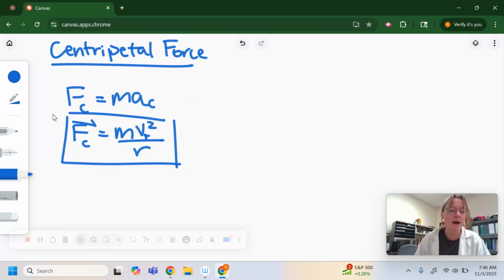Let's talk a little bit about how this centripetal force works and what the centripetal force looks like.